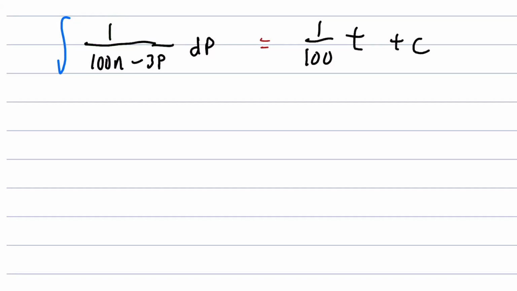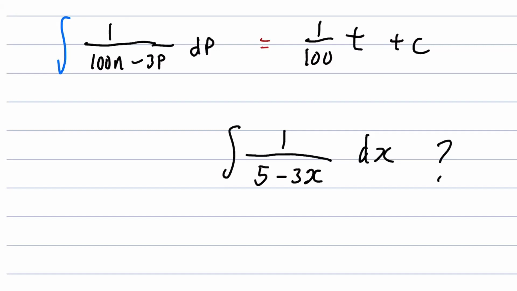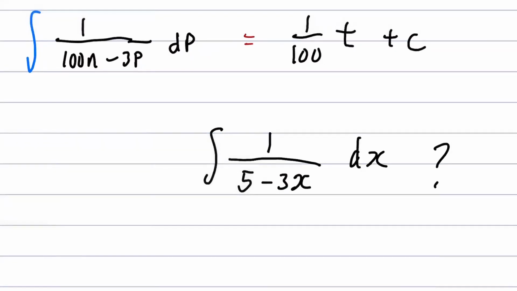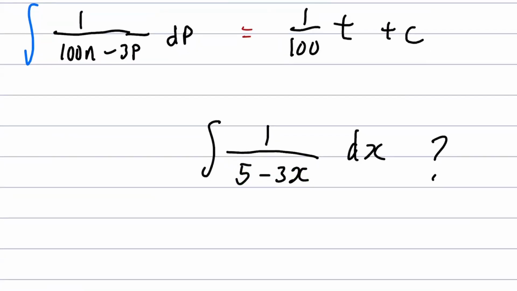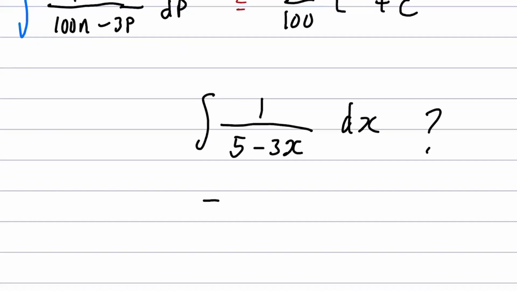No. Maybe it's easier if I give you a smaller number. 100n is just a number, right? So it's really just let's say 5. And instead of p, maybe I put x. How do you do this one? 1 over. Oh, it's just negative ln of 5 minus 3x. Negative 3 ln then modulus 5 minus 3x. Wrong. Almost. It's not negative 3. You don't times negative 3. What should you do instead? Negative 1/3. Yes, divide by negative 3.